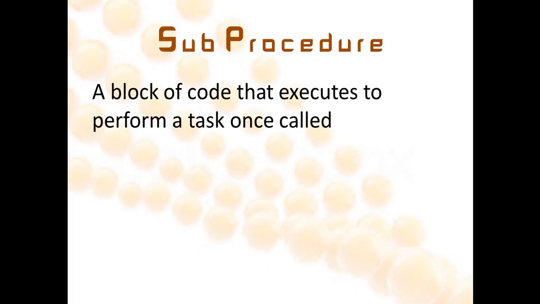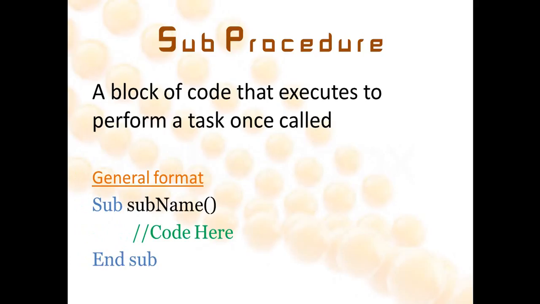A sub-procedure will just execute to do something. It just performs a task and does not return anything, so it can't be used in a calculation. It will just perform a certain task like generate a message, connect to a database, add things to the database, or retrieve things from the database. That's the work of a sub-procedure. It works like a function, but it doesn't return anything.